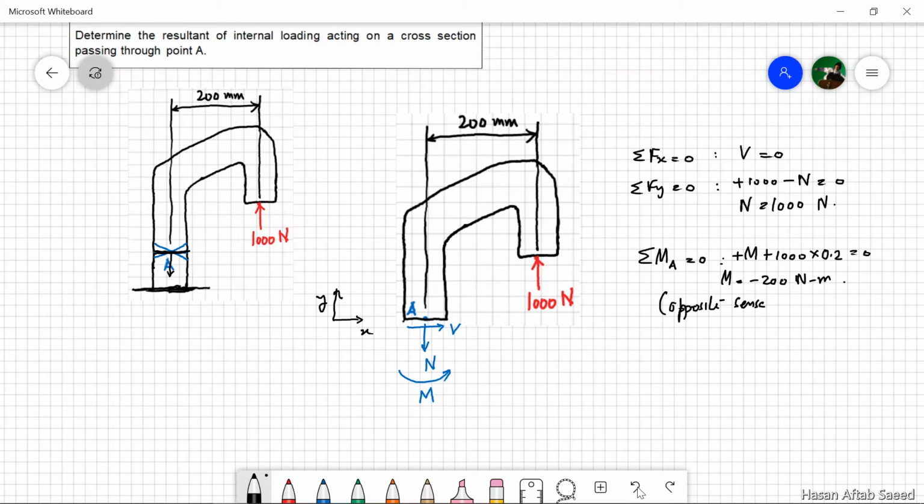opposite sense to what we initially assumed. So what is happening actually is it is acting actually like this, and N is equal to 1000 newtons, and there is no shear force acting.